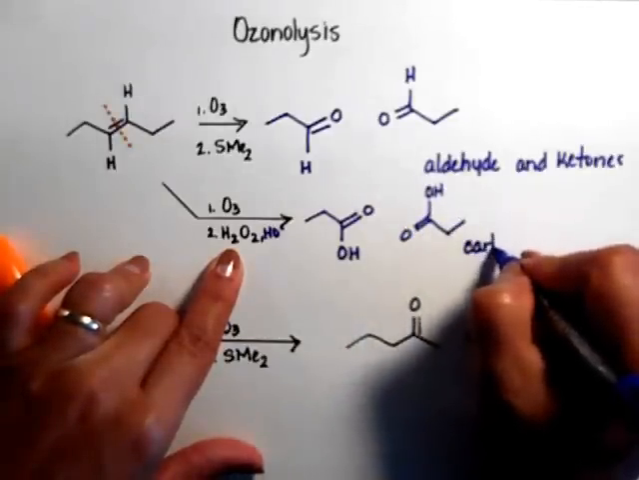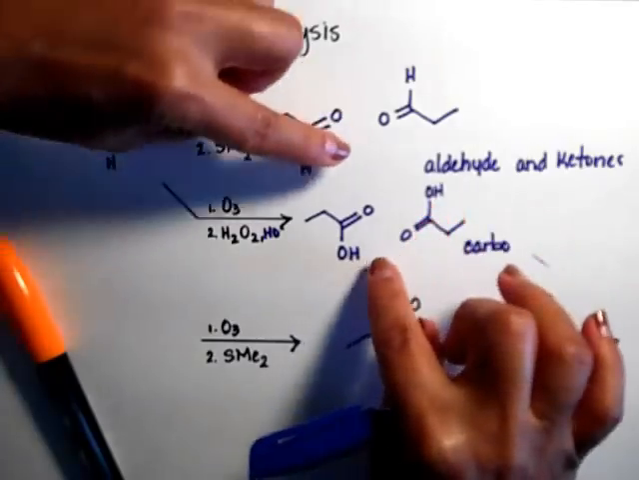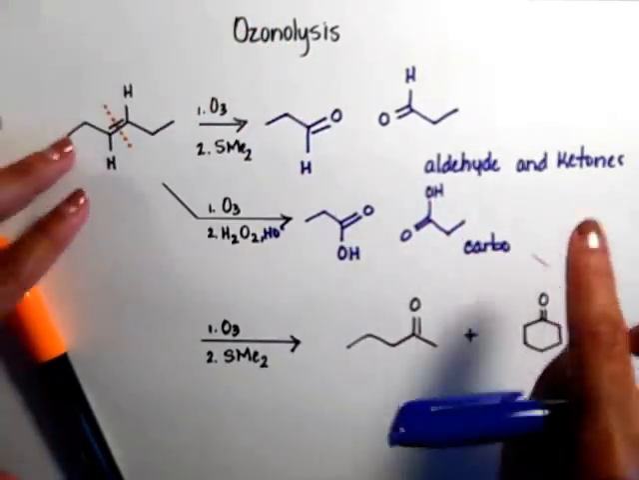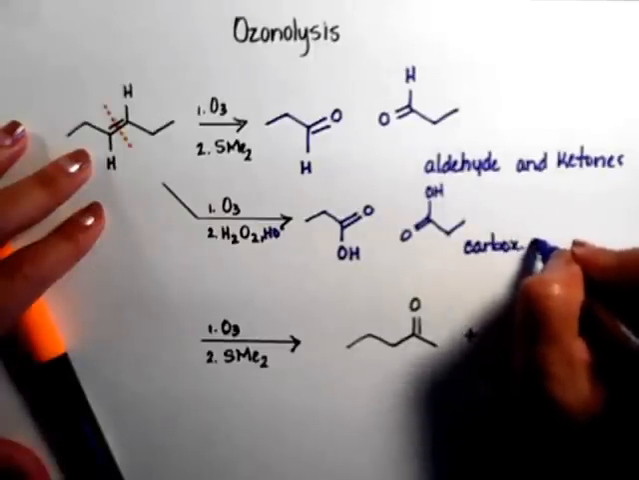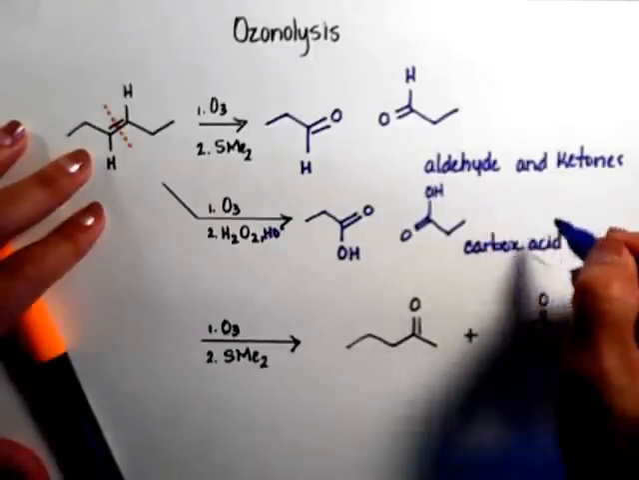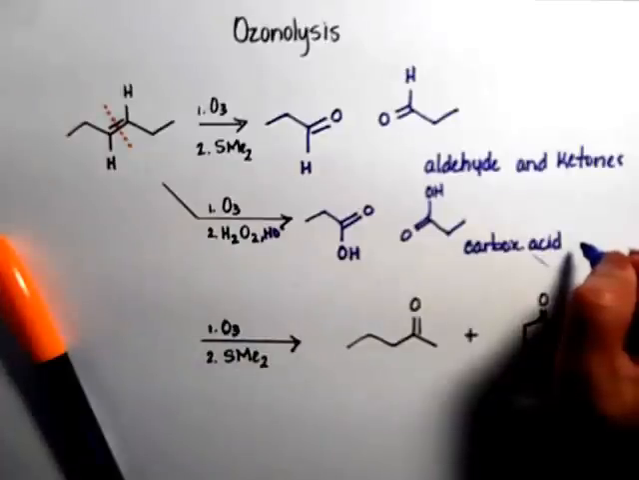I still get ketones. If you had two carbons attached to the double bond, you can still get it because we cannot oxidize a ketone. But we will not be able to isolate the aldehydes.